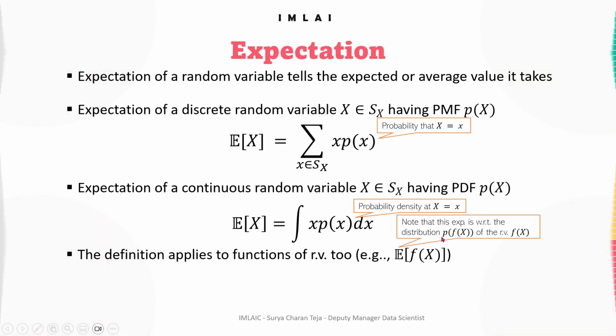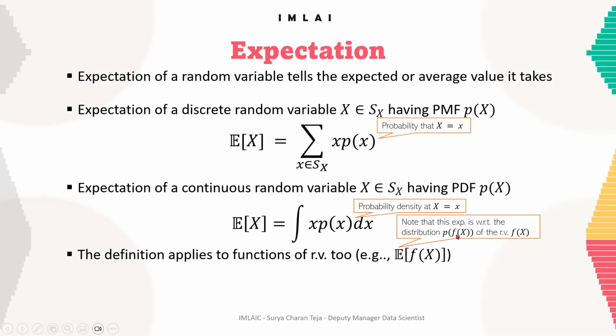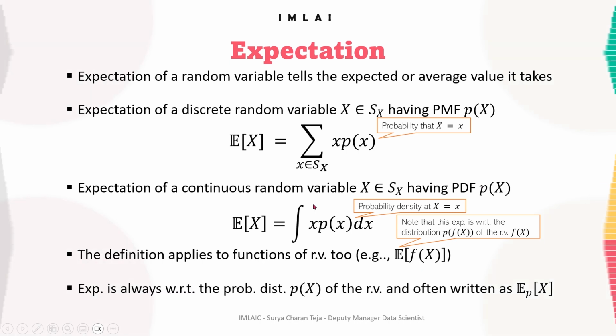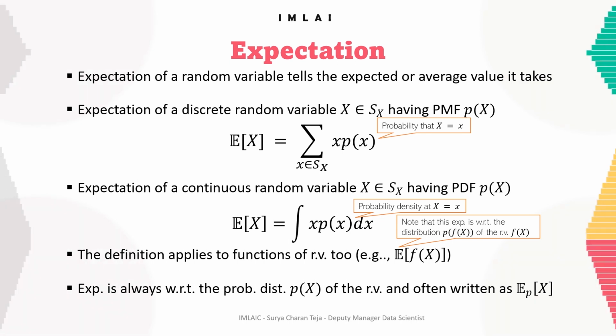Note that this expression is with respect to the distribution P of x, not f of x, the respective function of the random variable. The expression is always with respect to the probability distribution P of capital X of the random variable, and is often written as E_P of X. If you have to calculate the expectation for a function which consists of a random variable, this is how we express it.